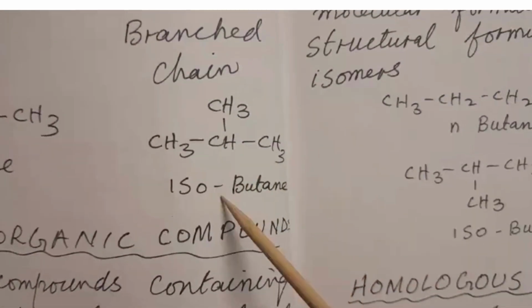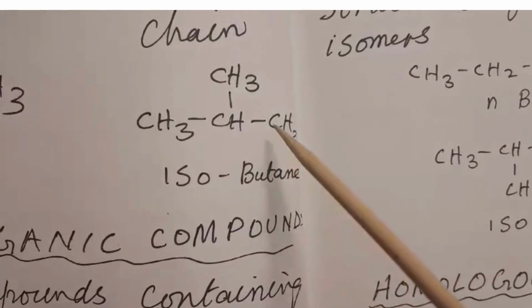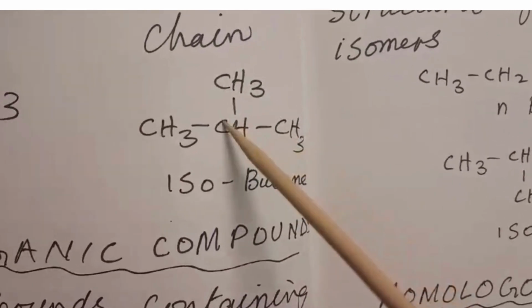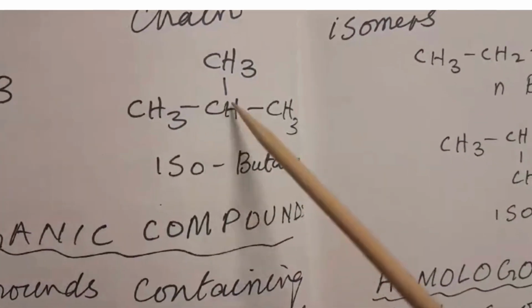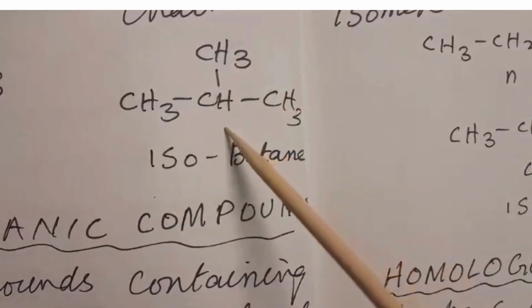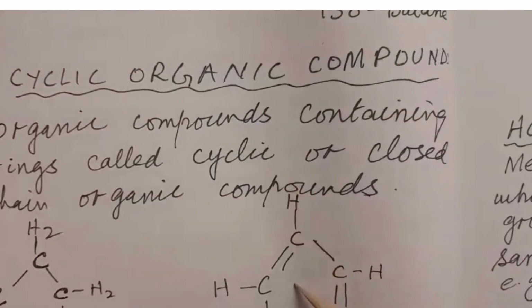And this is the branched chain. This is called isobutane. 1, 2, 3, 4 carbon atoms. It can also be named as 2-methyl propane. Then we have cyclic organic compounds.